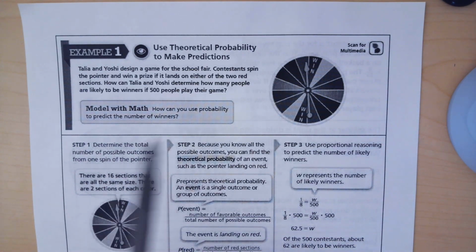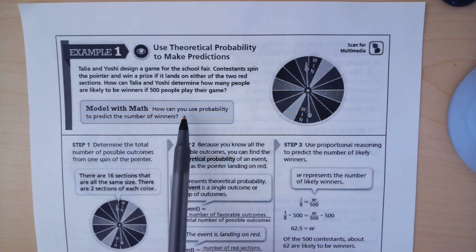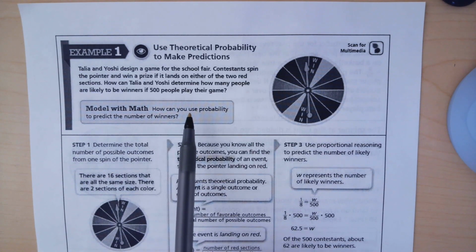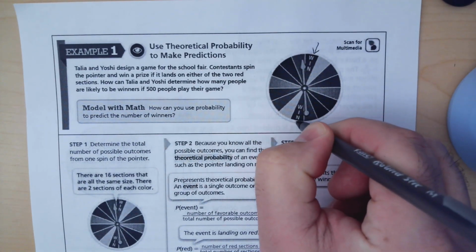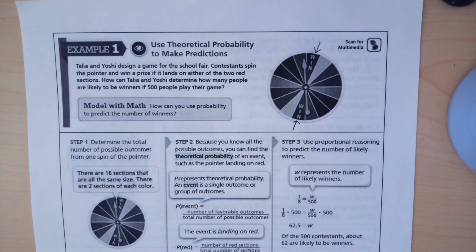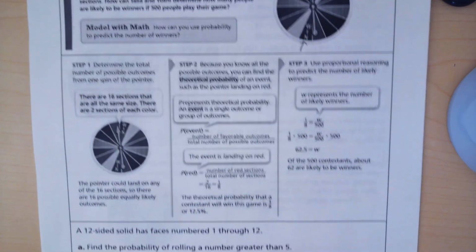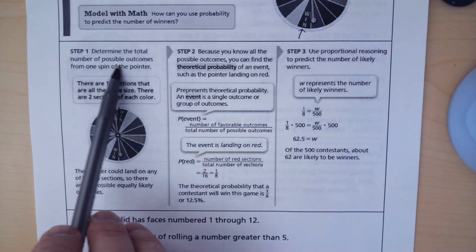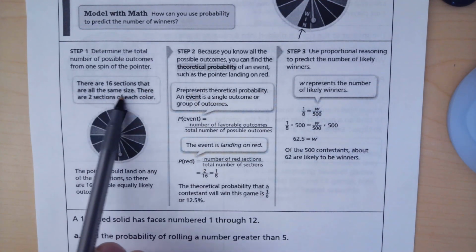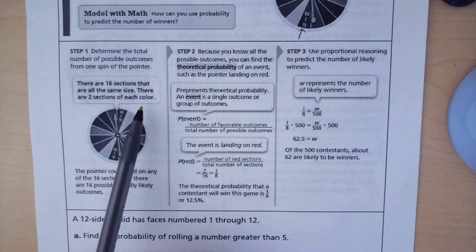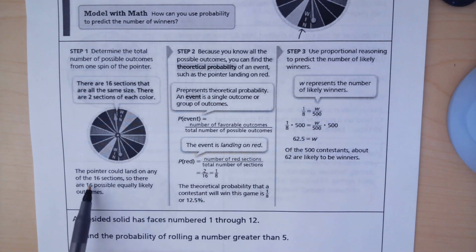Next, it says, Talia and Yoshi design a game for their school fair. Contestants spin the spinner and win a prize if it lands on either of the 2 red sections. So these are the red sections here. How can Talia and Yoshi determine how many people are likely to be winners if 500 people play their game? First we're going to determine the total number of possible outcomes from one spin on the spinner. There are 16 sections that are all the same size, and there are 2 sections of each color. So the pointer could land on any of the 16 sections, so there are 16 equally likely outcomes.